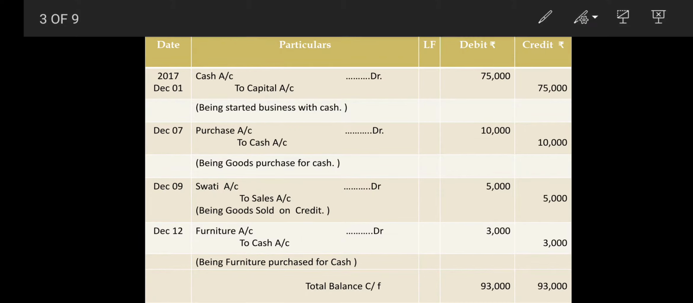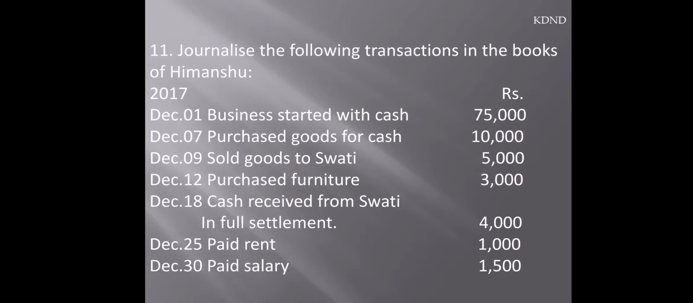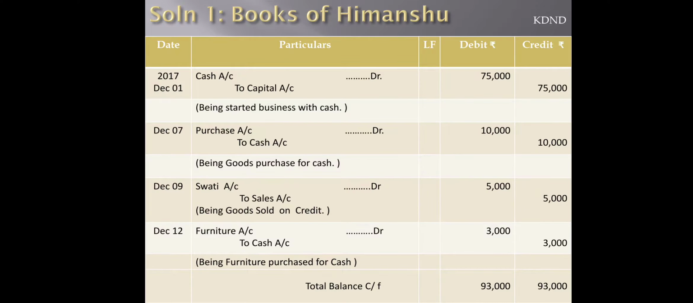So the very first one is business started with cash. Now what activity is carried out in this transaction? First, cash is received and at the same time capital increases. So cash increases or cash comes in, so it will be debit, and capital also increases, so it will be credit. So cash account debit to capital account. Your journal entry will be cash account debit to capital account in this particular manner, 75,000 respectively.